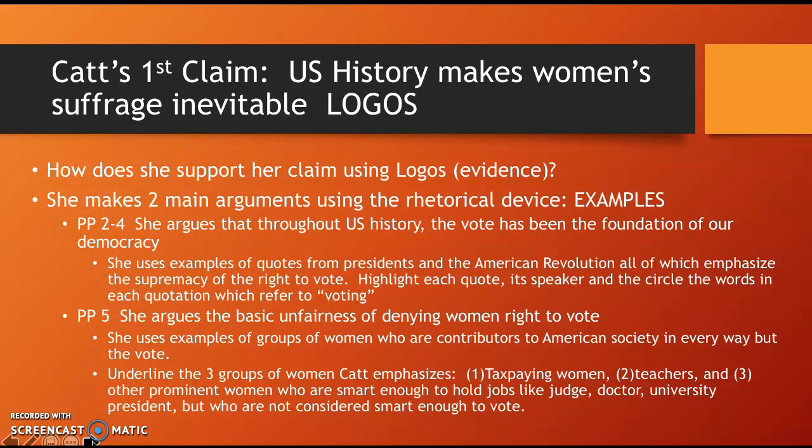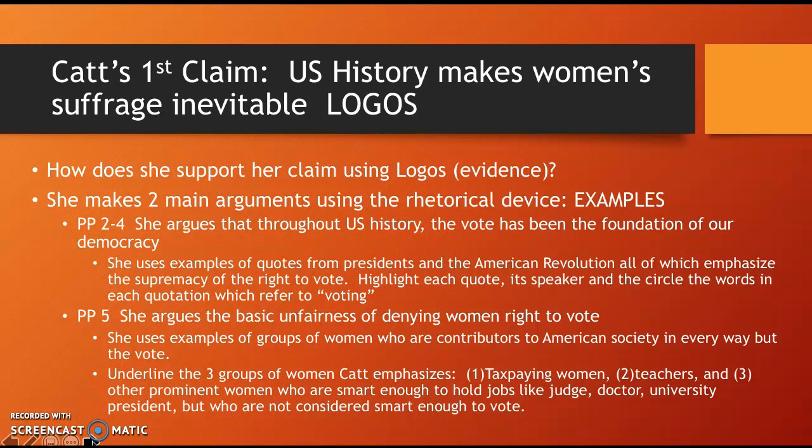So let's take a look at her overall thesis, women's suffrage is inevitable. She then says 3 distinct causes make it inevitable. So her first claim is that U.S. history makes women's suffrage inevitable. And I want you to think about those 5 paragraphs that you read in terms of logos. Logos is the evidence that she uses to make her claim.